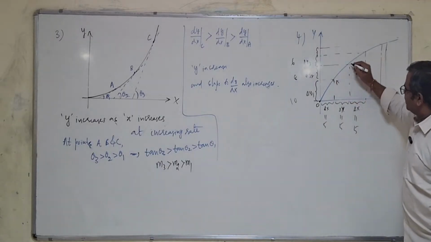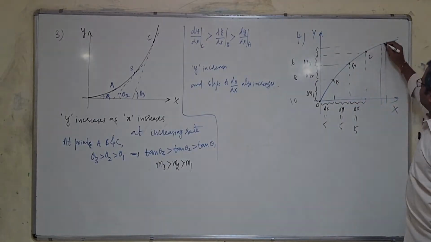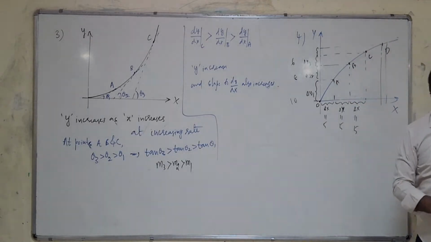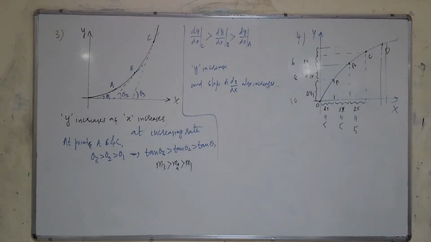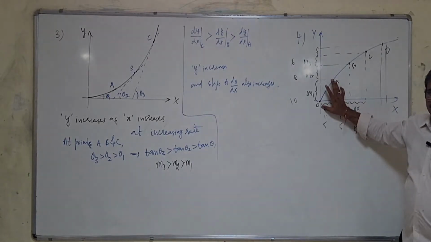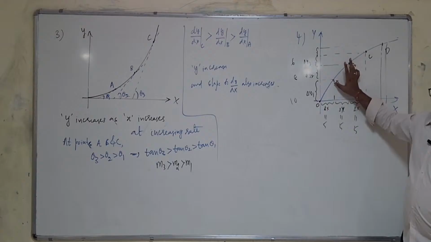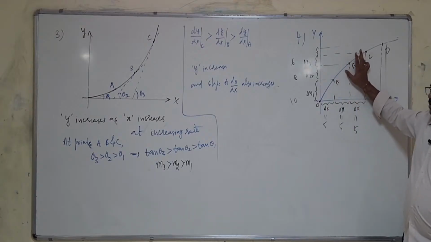Between O and A, y is increasing. Between A and B, y is increasing. Between B and C, y is increasing. Between C and D also, y is increasing. But in this interval, y is increasing at a faster rate. Okay, here the rate has slowed down. Okay, the rate has slowed down even further, the rate of increase. Are you following what I'm saying?